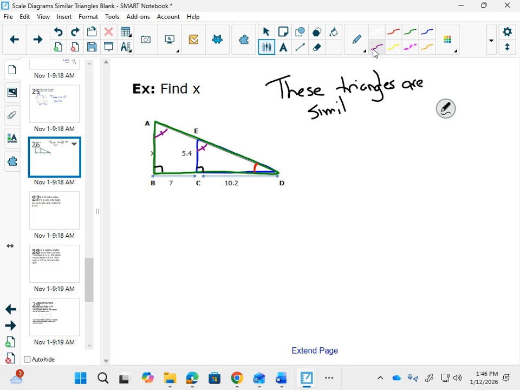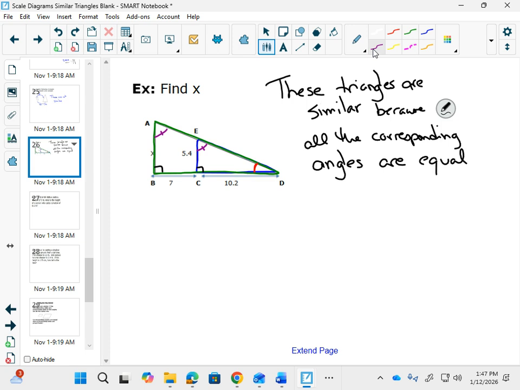And that's without even looking at the sides yet. Yes. Because they have the same angle. Where'd my arc go? Did I just not do it? These triangles are similar, and we can even write that down if we want, because all the corresponding angles are equal. So if the corresponding angles are equal, then they are.